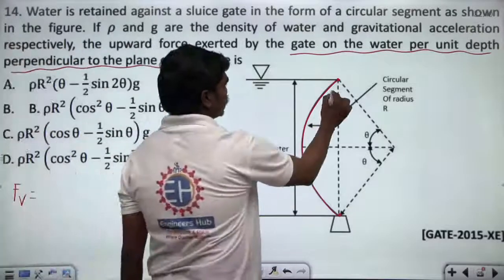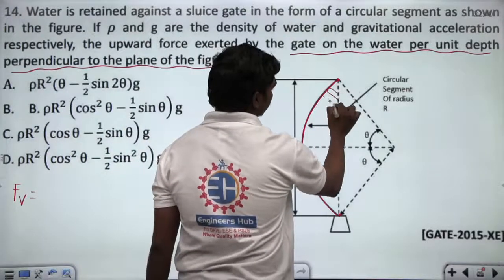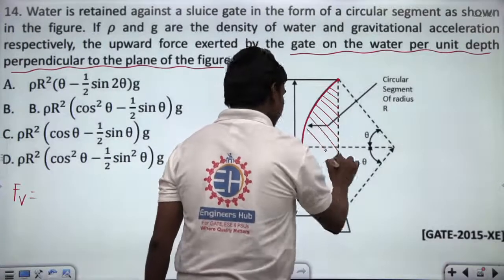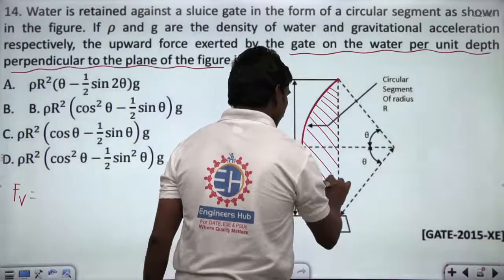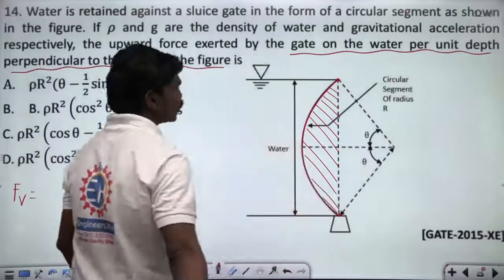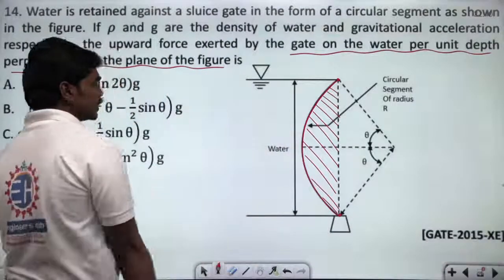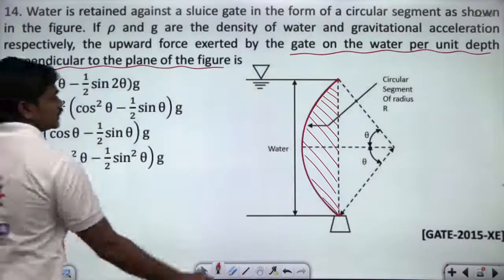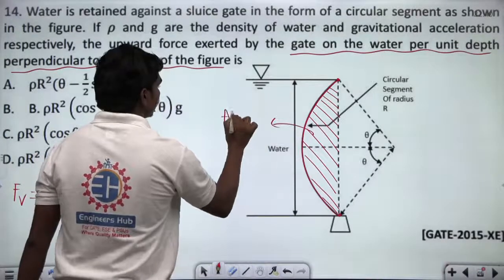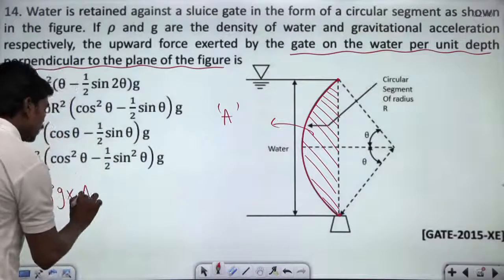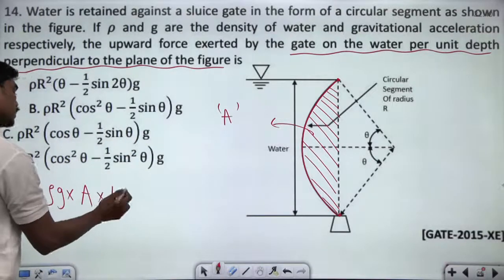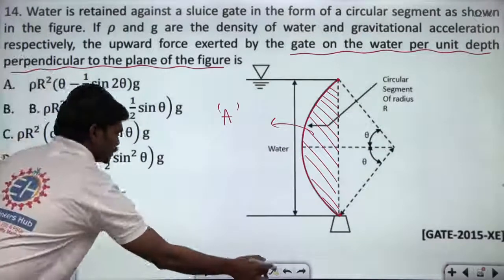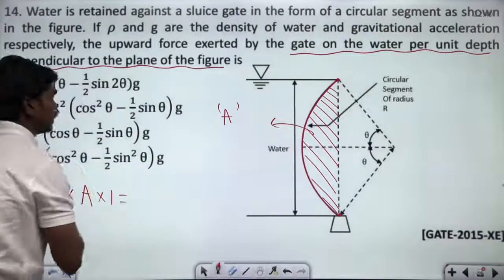Basically, this area which is displaced by this gate completely. Correct? This area into the depth of this gate into rho g. This is the total weight: rho g into area. If I call this area A, then rho g A into depth. They have given unit depth. So this is basically the total vertical force on this gate.